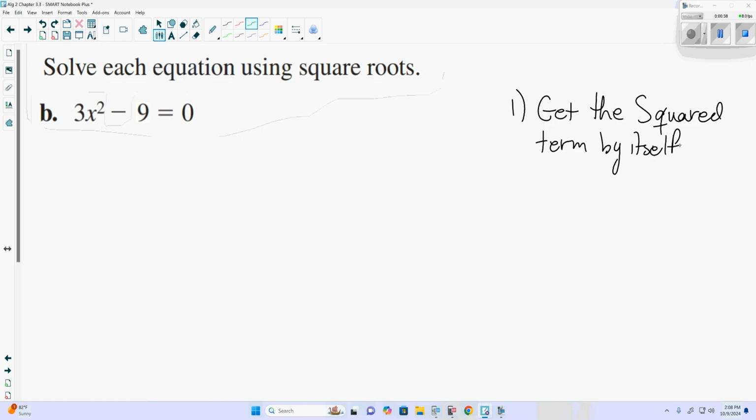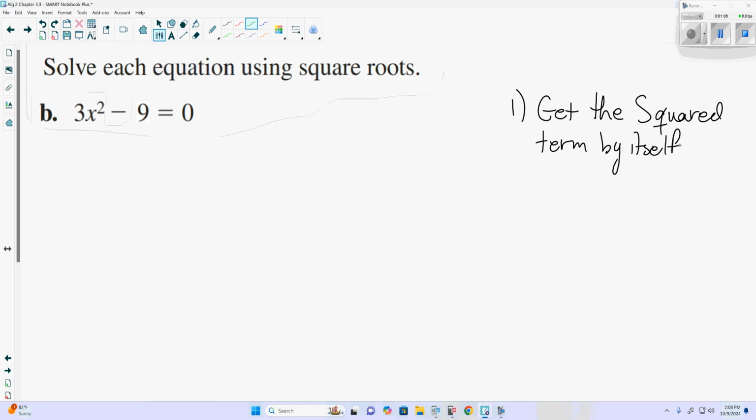All right, guys, let's focus in. So, we did this at the end of the lesson yesterday, the square root method. The way the square root method works is we want to get the squared term by itself. Guys, focus up here. So here, our squared term is x squared.